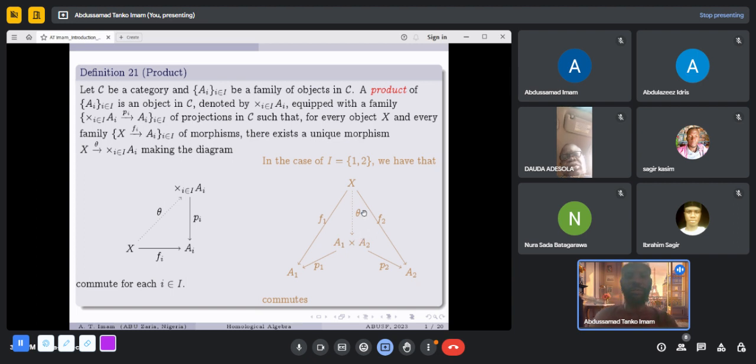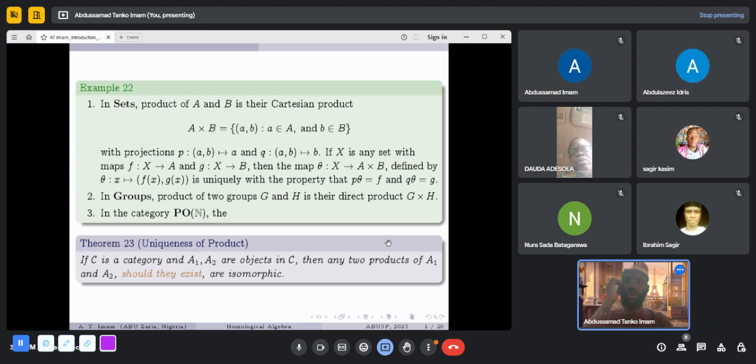Making this diagram commutative means theta composed with P1 should be equal to F1, and theta composed with P2 should be equal to F2. So this is the concept of product in a category, product of objects. We will give examples. In sets, product of two objects is their Cartesian product. Okay, product of two objects is their Cartesian product in sets.